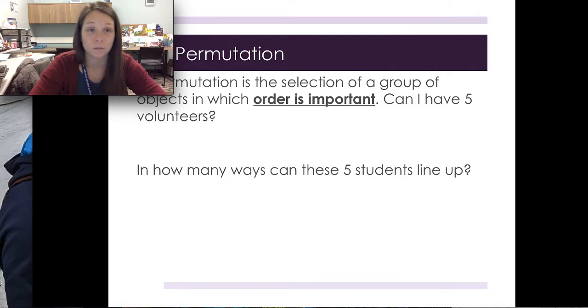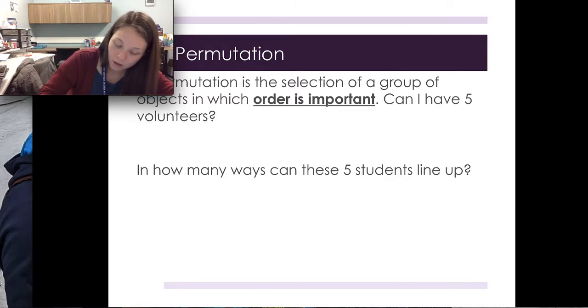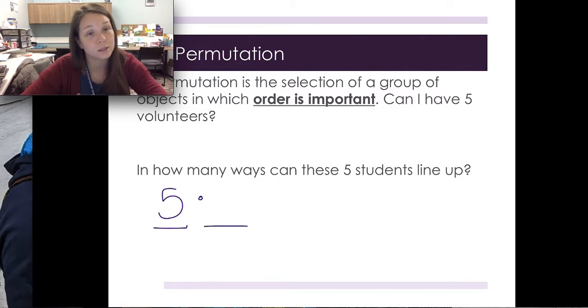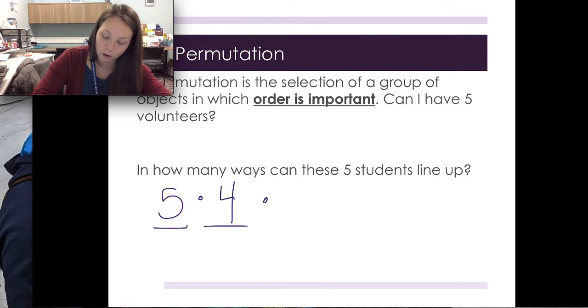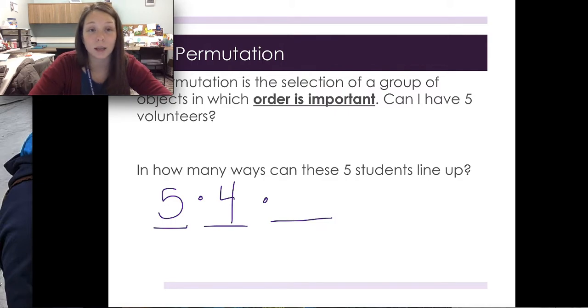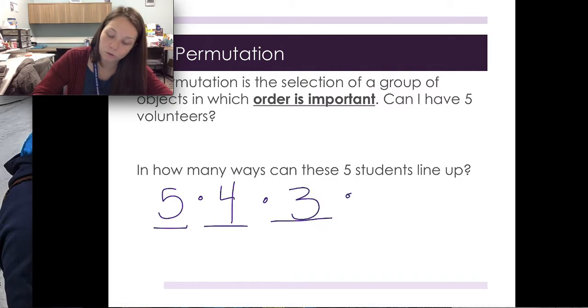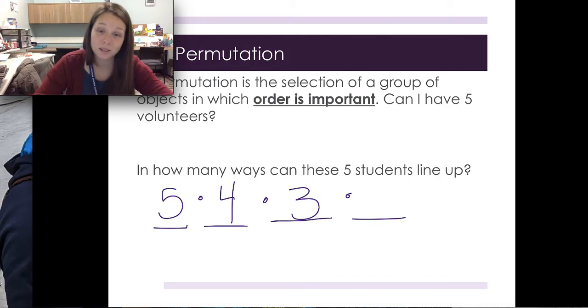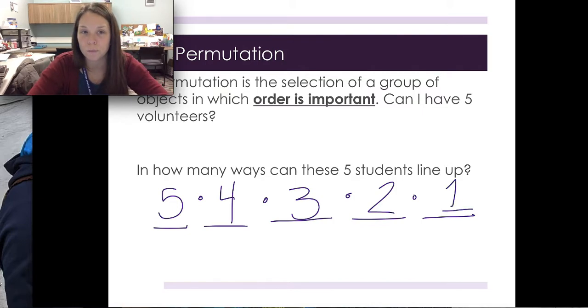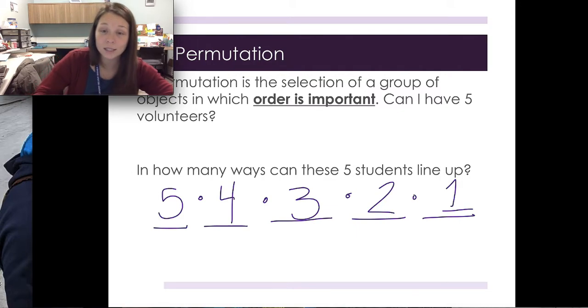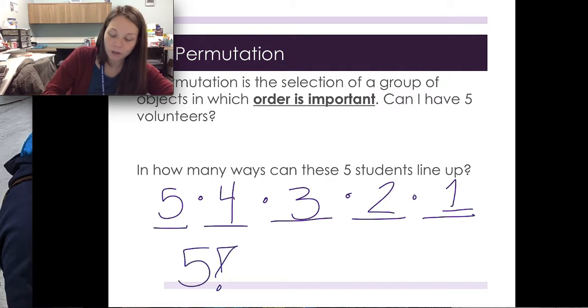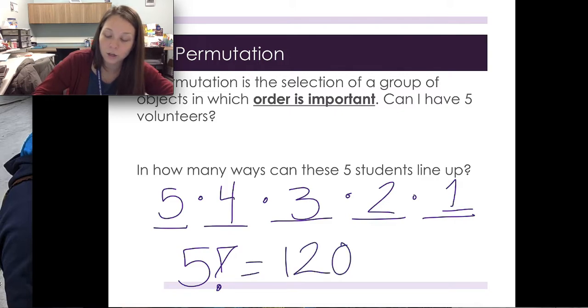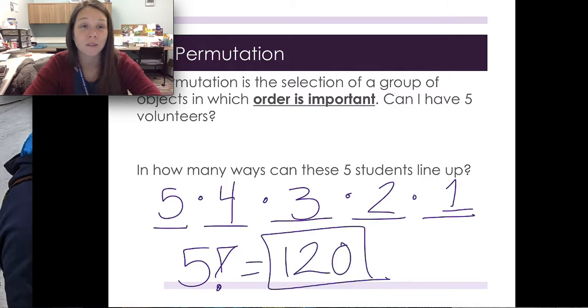students line up? We would have 5 ways to line up the first student. Once the first student is selected, we would then have 4 students to choose from for the second spot. Once the second spot is selected, we have 3 students to choose from for the third spot. Once the third spot is selected, we have 2 students to choose from. And then for the last spot, we only have 1 student to choose from. So if we're looking at all the ways a single group of things could be organized, that's a factorial. So 5 factorial, or in other words, 120 different ways we could arrange 5 students.